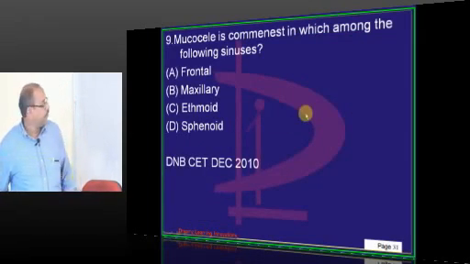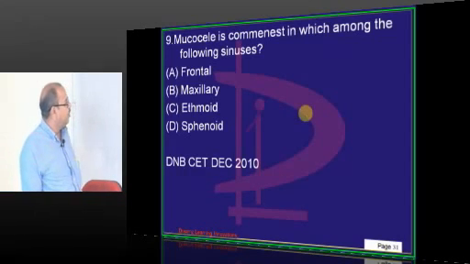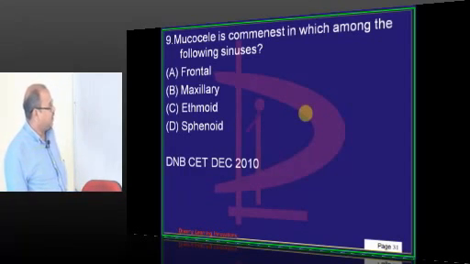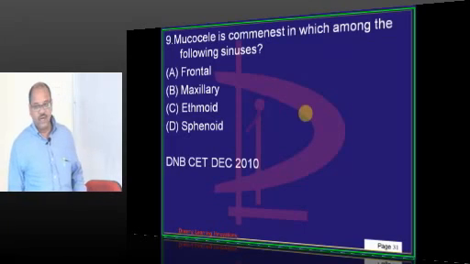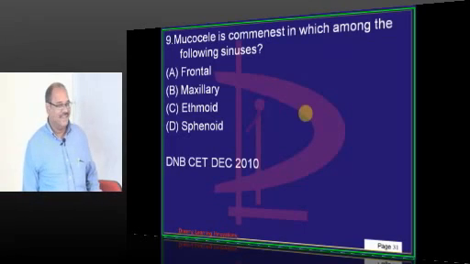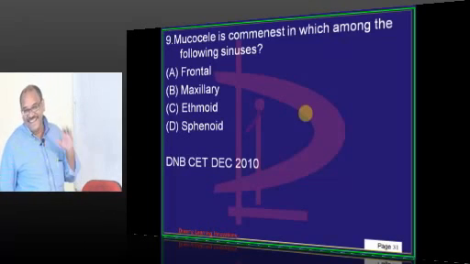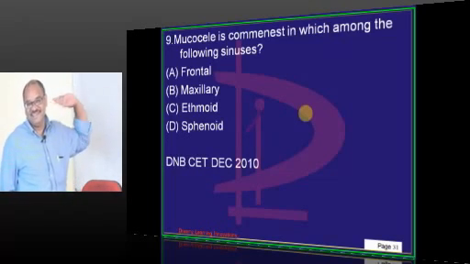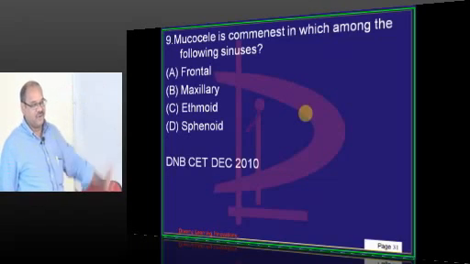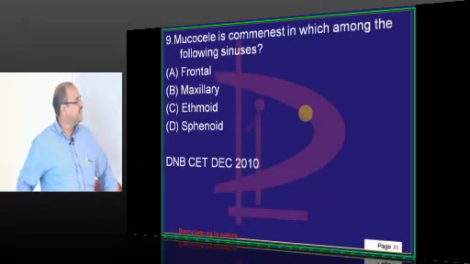Mucocele is commonest in which among the following sinuses? Frontal, maxillary, ethmoid, sphenoid. Mucocele. There is a caveat in this question. Read the question properly. Mucocele is commonest in which?